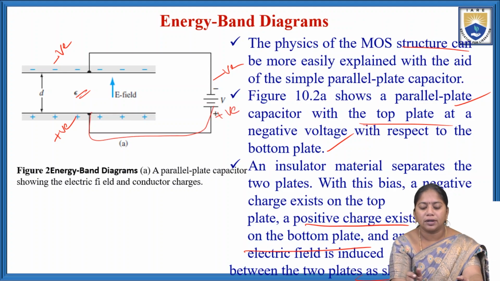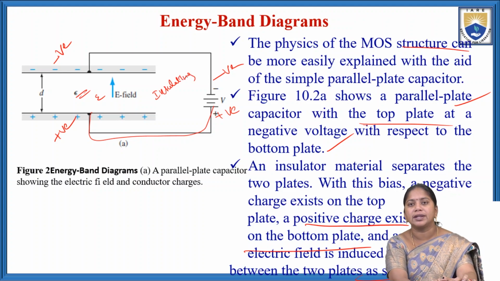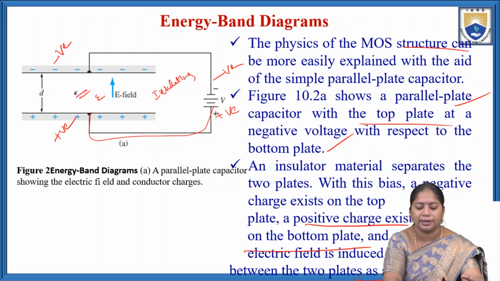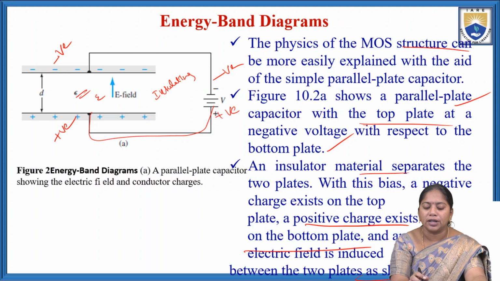So the insulator layer, this epsilon, is in between the two plates. Here one insulating layer is used, that is known as the dielectric. That epsilon is the permittivity of that insulating layer. So an insulator material can separate the two plates. We are giving the bias while making the connections. The top plate is connected to negative and the bottom plate is connected to positive.